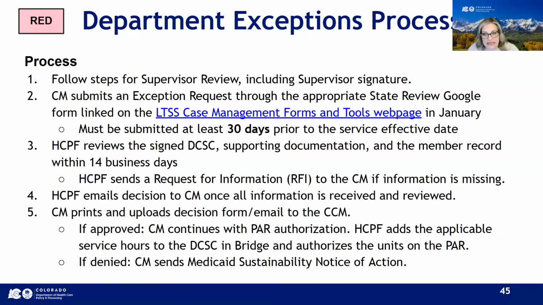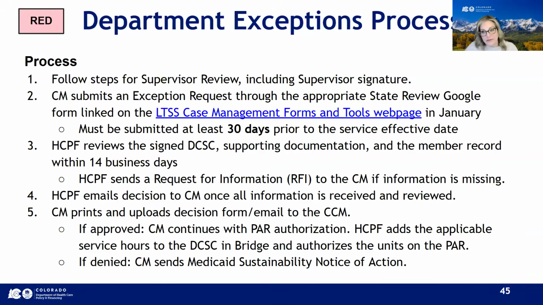HCPF is going to have 14 days to review your request. When you submit, if you're providing all of the necessary documentation and justification for the request, this can eliminate the need for HCPF to ask for additional information. And it could result in a lapse in coverage if you're not able to provide and submit timely.